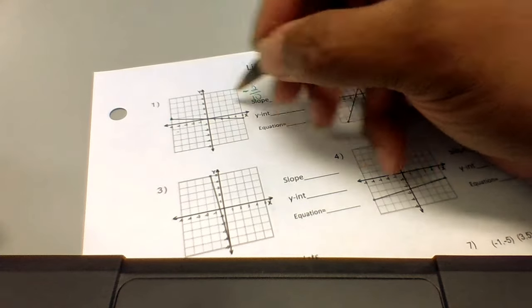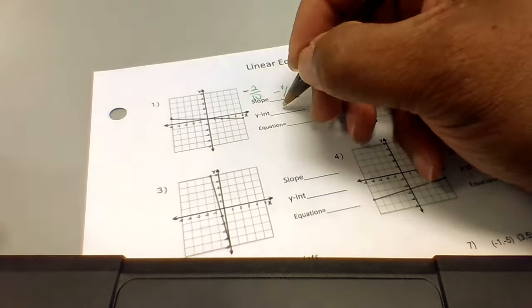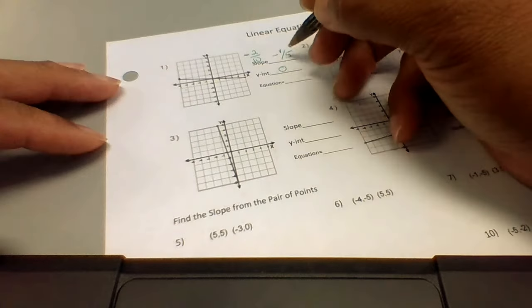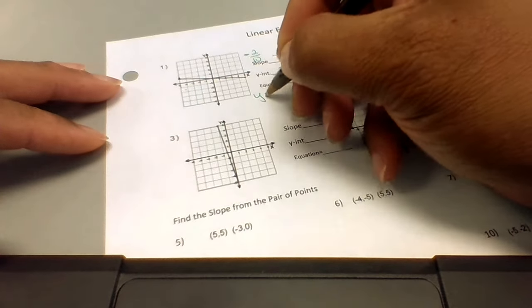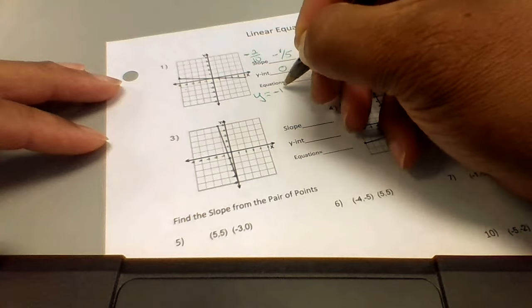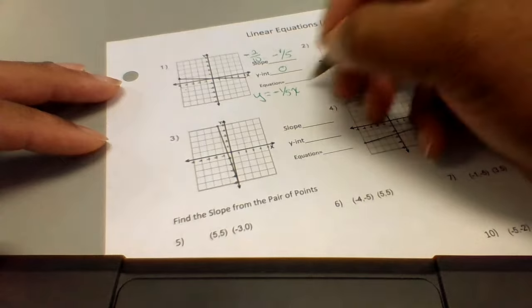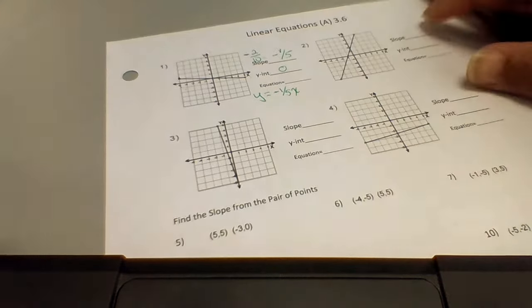My y-intercept, where does it cross the y-axis in this problem? At 0. And then I have to write the equation. So y equals my slope, which is a negative 1/5 x. The slope, I always get the x, plus 0, or you can leave it like that.